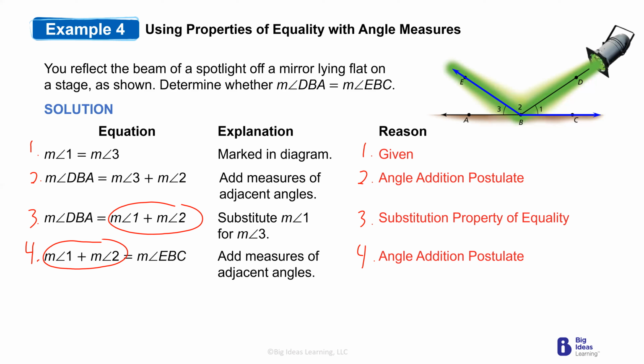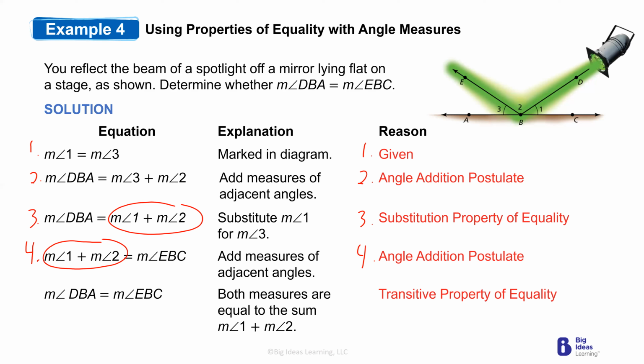One more, transitive. So when 2 values are equal to the same value, then they must be equal to each other. That's transitive. And we will use that quite often. So we knew that they're both equal to the sum of measure angle 1 plus measure angle 2. They must be equal to each other. And that is our first geometric proof.